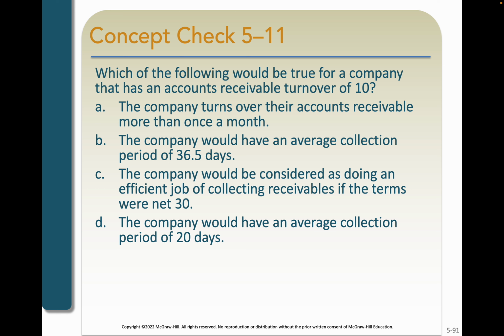So which of the following would be true for a company that has an accounts receivable turnover of 10? The company turns over their accounts receivable more than once a month. The company would have an average collection period of 36.5 days. The company would be considered as doing an efficient job of collecting receivables if the terms were net 30. The company would have an average collection period of 20 days. They would have an average collection period of 36.5 days, 365 divided by 10. So that's for sure true.